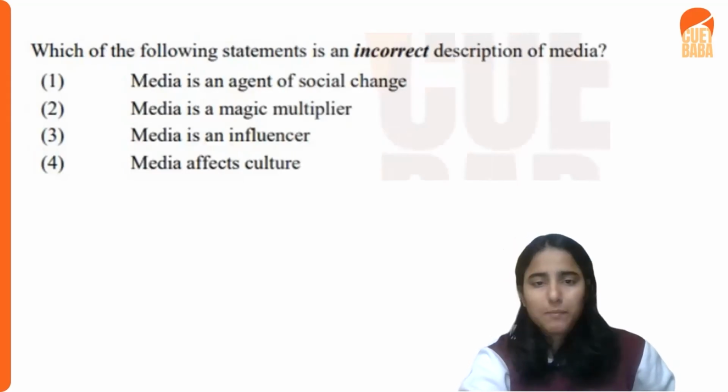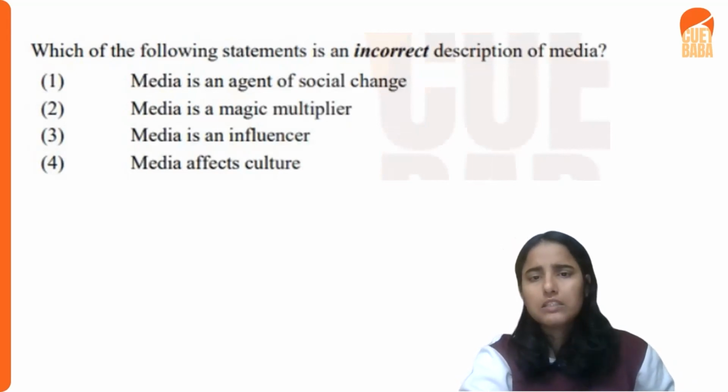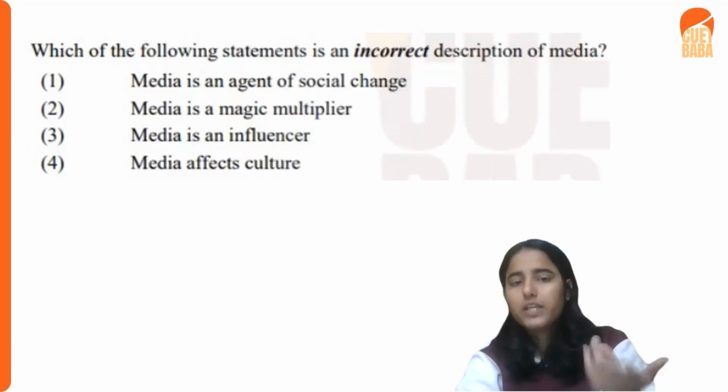Now, which of the following statements is an incorrect description of media? Media is a magic multiplier. Okay. Media is an agent of social change. It affects culture, so media is an influencer. In a way, it's an influencer as well, but these are more correct descriptions of media than media is an influencer.